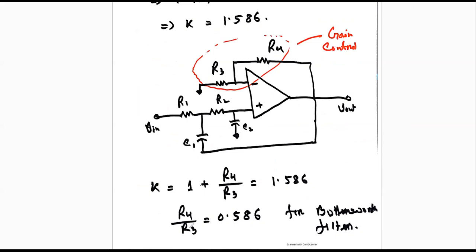What is the ratio of the resistances R4 and R3? That is nothing but 0.586 for the Butterworth filter. So by taking this gain and the topology where R1 is equal to R2, and C1 equal to C2, no problem. Because we have control over R3 and R4, by which we can control the gain, and we can control the value of Q, which is equal to 0.707. So that means we can have the Butterworth filter with a specific Q factor.